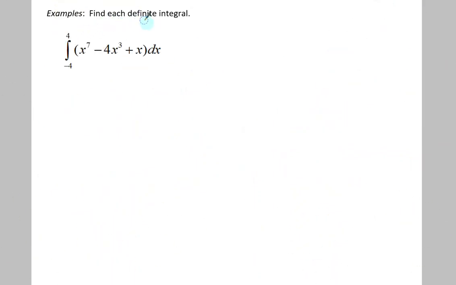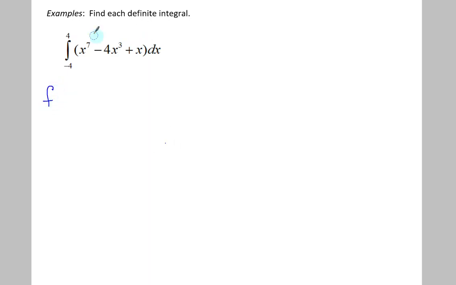Examples: find each definite integral. The integral from negative 4 to 4 of x to the 7th minus 4x cubed plus x dx. Now, I notice that this is a polynomial that has odd exponents. So most likely this is an odd function. Let's look at how we can check that.